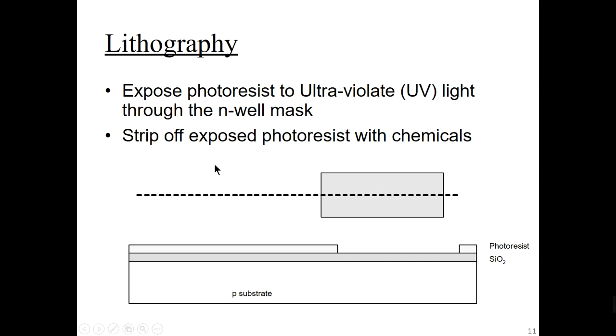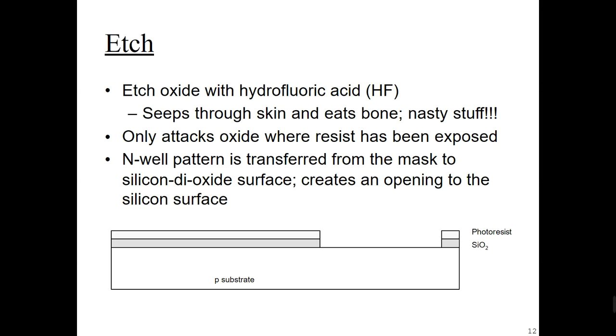Coming to the strip of exposed photoresist with chemicals. Any excess photoresist layer should be removed with the help of chemicals, such as hydrofluoric acid, which will be discussed in the next slide. And see here, this is etching. Etching means etching the oxide with hydrofluoric acid. It only attacks the oxide where the resist has been exposed. So the N-well pattern is transferred from the mask to the silicon dioxide surface, creating an opening to the silicon surface.